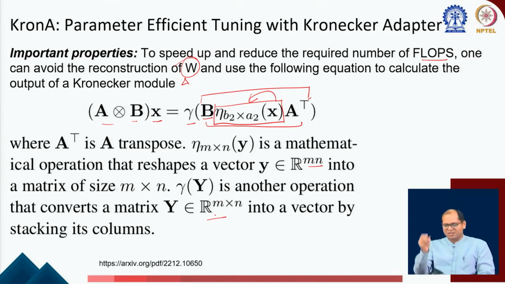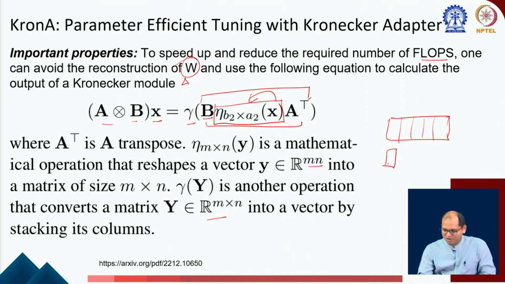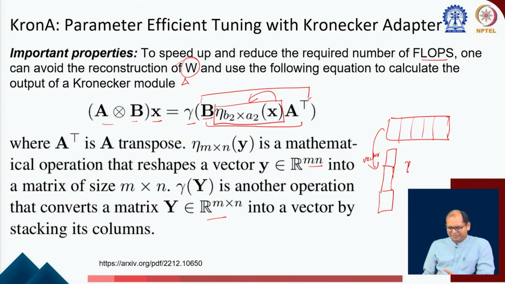Finally, for the output of this whole thing, you do another reshaping that converts the matrix inside into a vector. You keep stacking the columns: column 1, column 2, column 3, and the matrix becomes a vector. This is gamma, and eta does the other thing: it converts a vector into a matrix. But why does it work? Let's see why this even works.